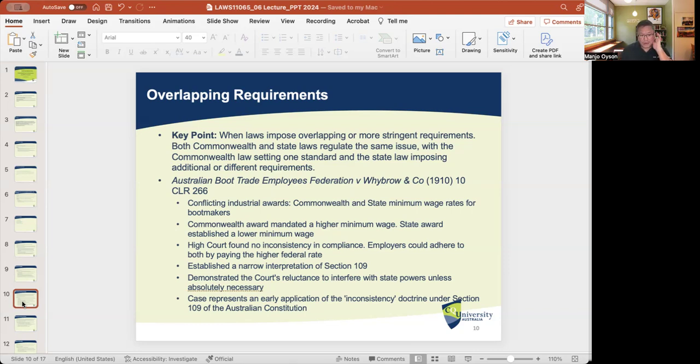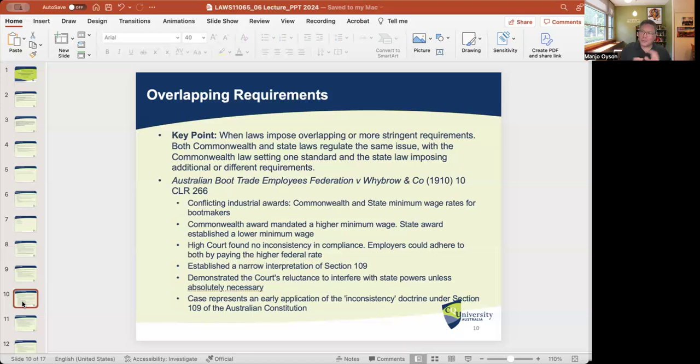Of course, today we now know that in relation to minimum wages, it is practically the Fair Work Commission which is able to control minimum wages, mainly because it regulates industries and industrial relations. But at this time, in 1910, you had a scenario where the Commonwealth felt that minimum wages had to be higher, and as far as the state was concerned, the minimum wages for bootmakers were meant to be lower. So they were regulating the same industry and the same subjects.